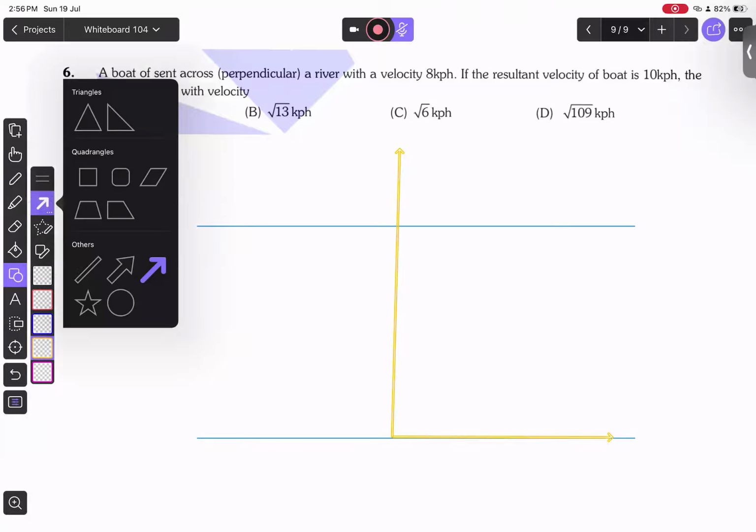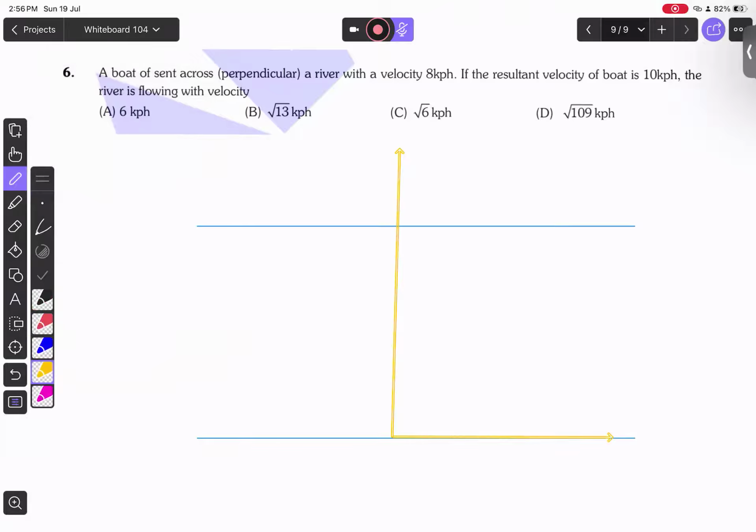Anyone got the answer? Sir, is it 6? Yeah. Okay.